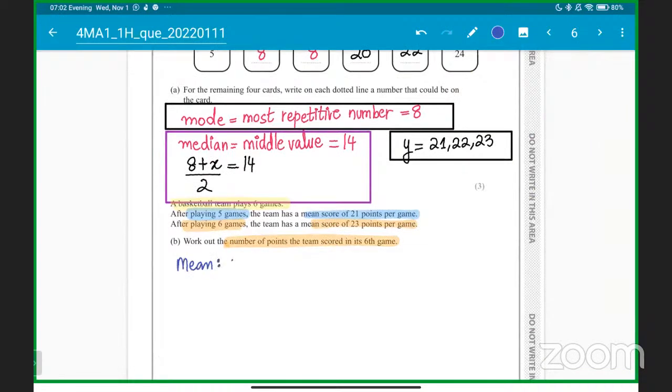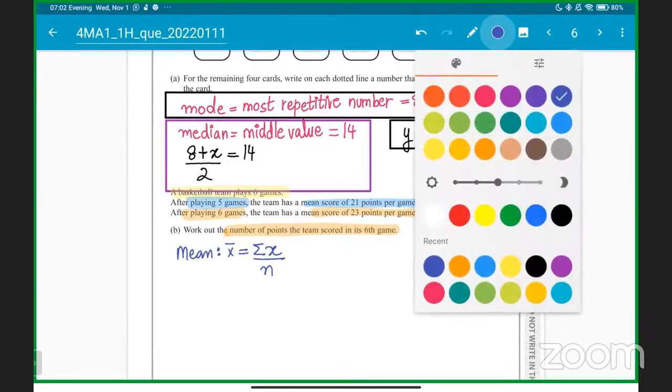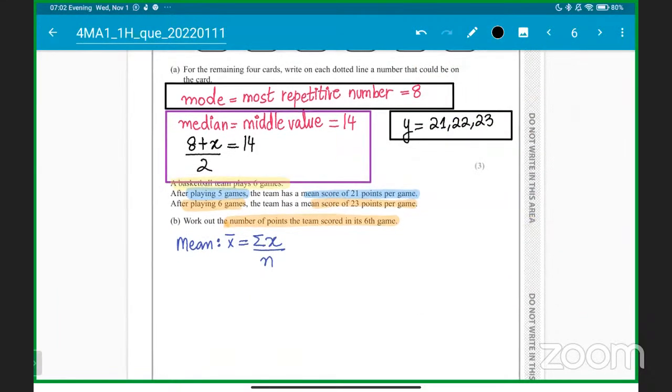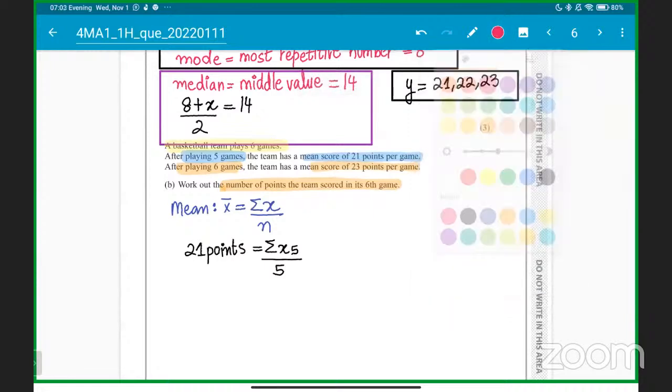The mean formula is x bar equals the summation of x divided by the number of observations, which is how many games you are playing, in this case, the number of wins. You already know the mean is given as 21 points when you have played 5 games. So when you have played 5 games, the mean is 21, which means you can find out the sum, the points scored in all 5 games.